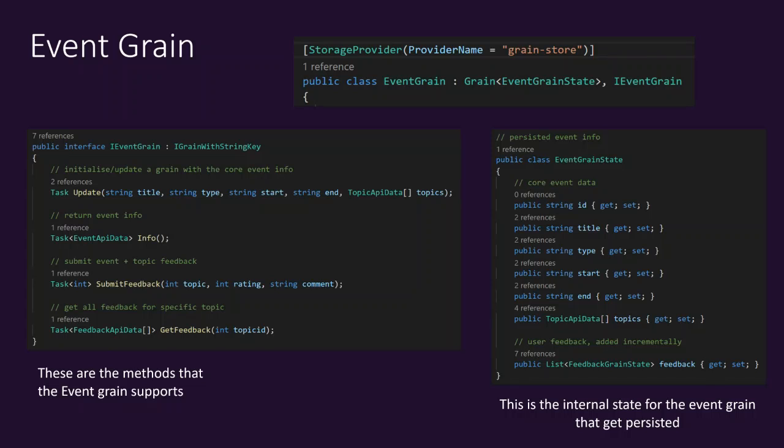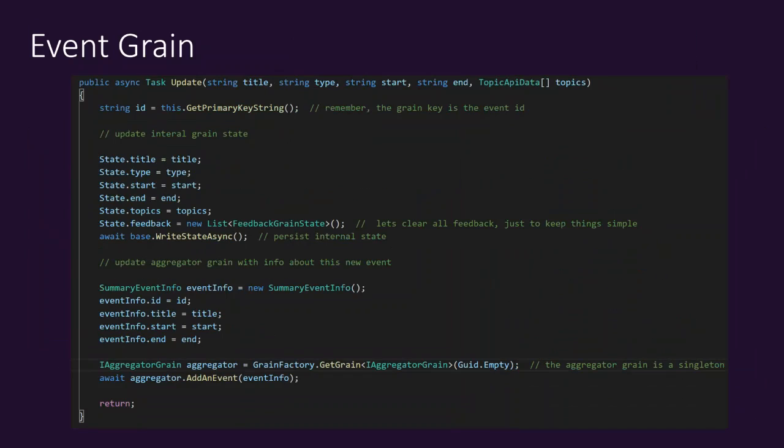Once I've done all of that, Orleans will handle the hydration and rehydration under the covers without me needing to get involved. And all I need to do is, on the left-hand side of this slide, implement these 4 methods to handle all the logic needed for the event. So for example here, when I get an update method to indicate that there's been a change, perhaps a new topic's been added, everything gets passed into me.